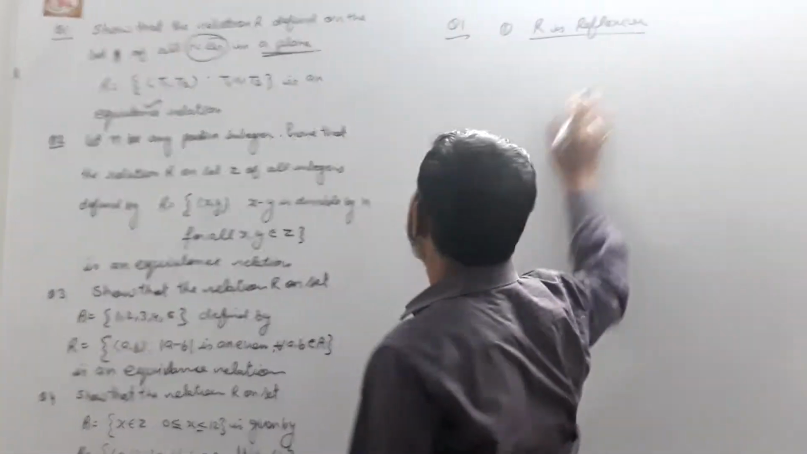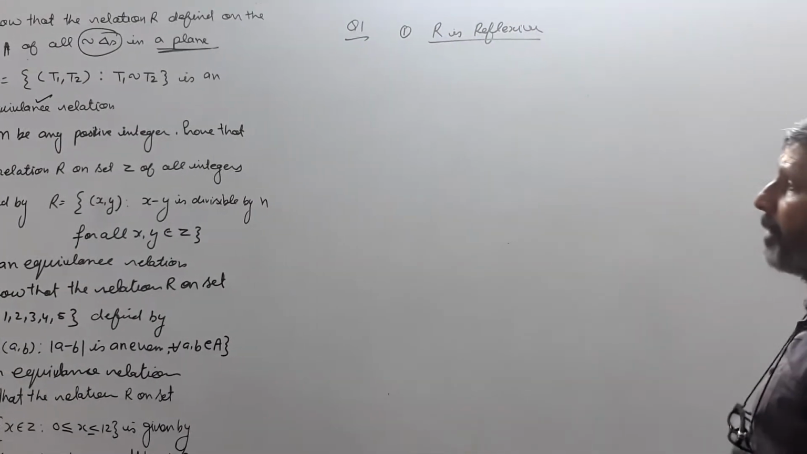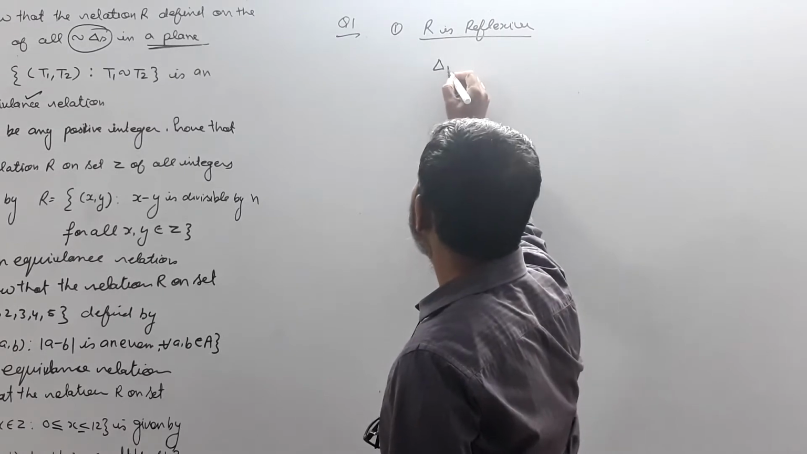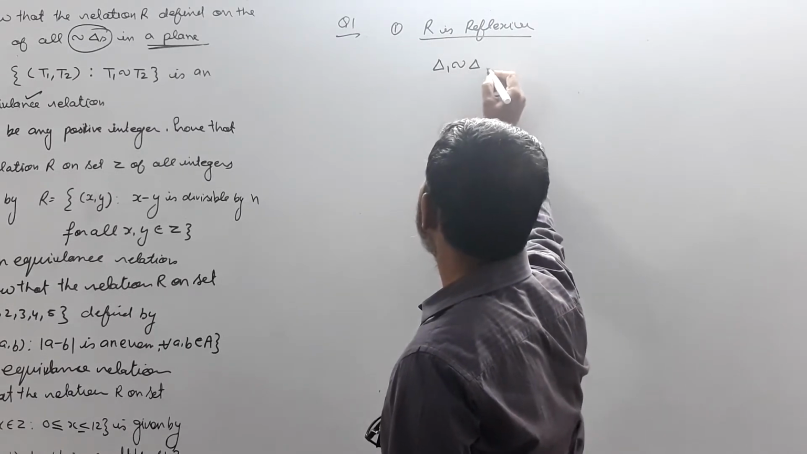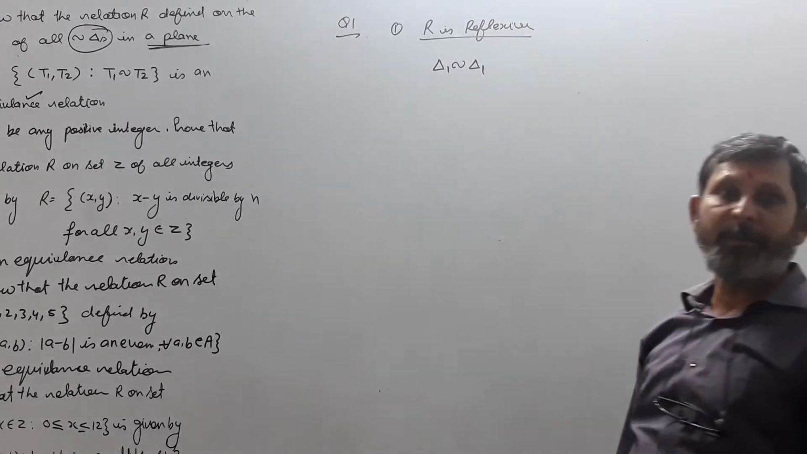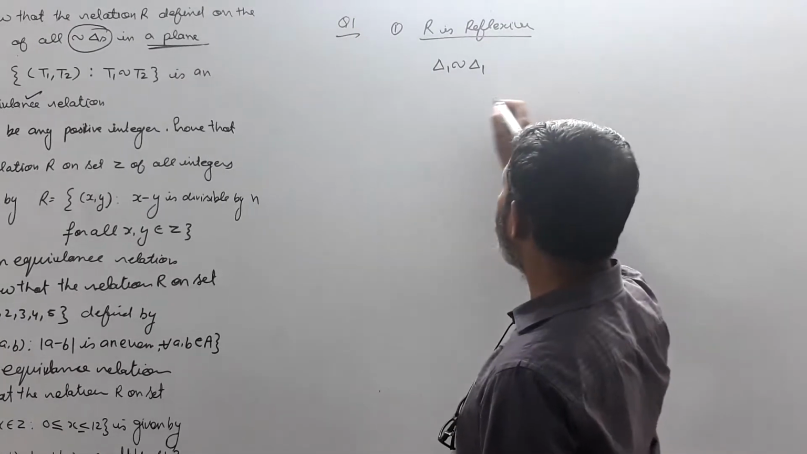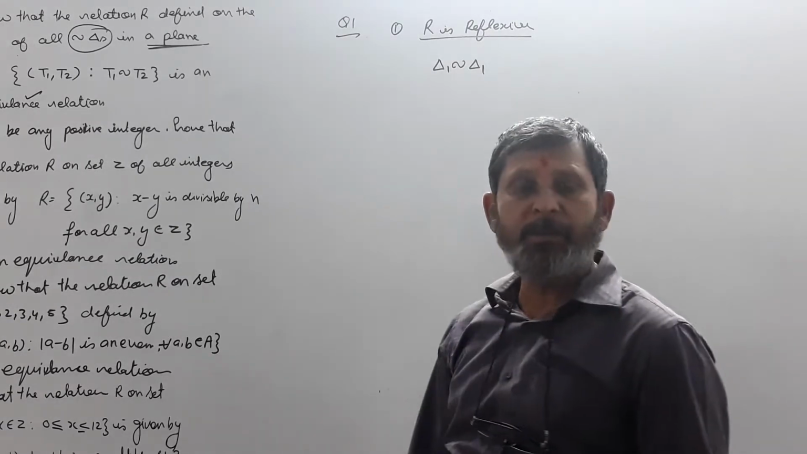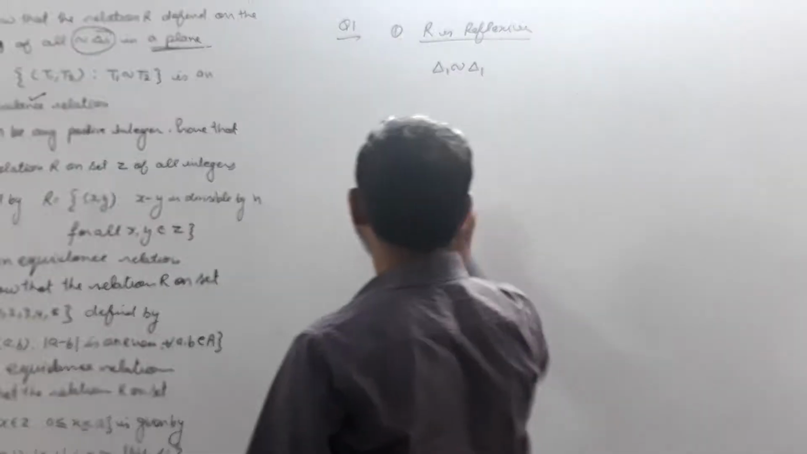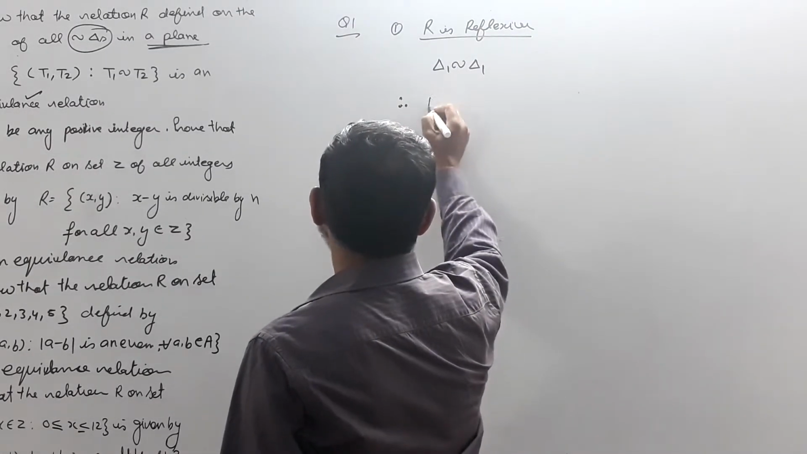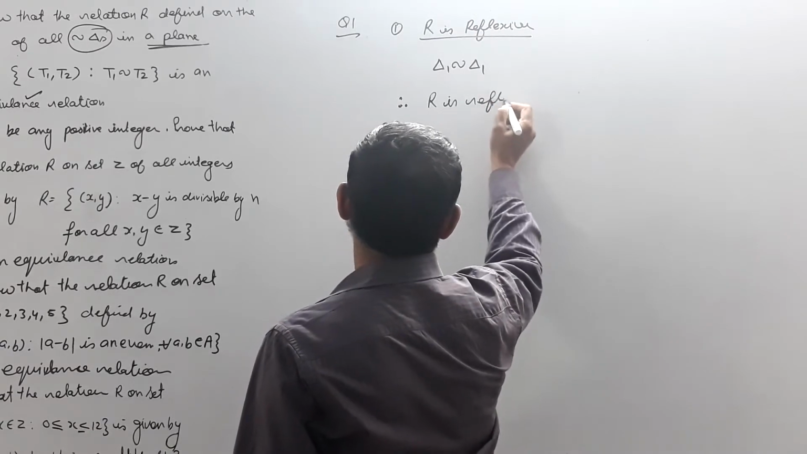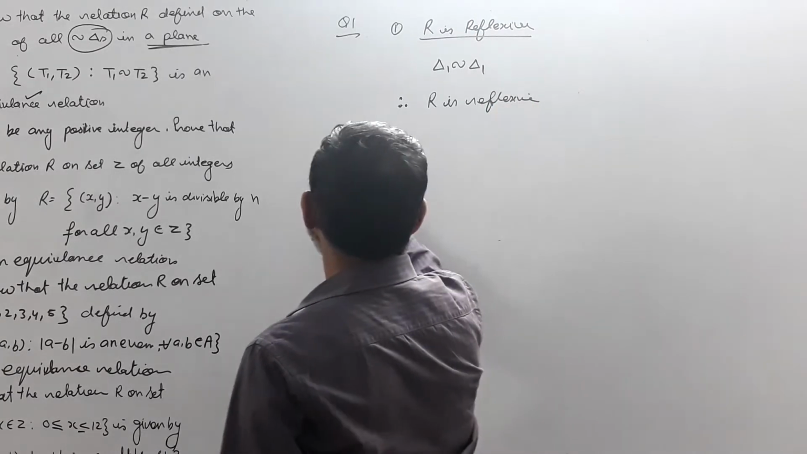First we prove that the relation is reflexive, because every triangle is similar to itself. Triangle first is similar to triangle first, triangle second is similar to triangle second, triangle third is similar to triangle third, because every triangle is similar to itself. Therefore R is reflexive.